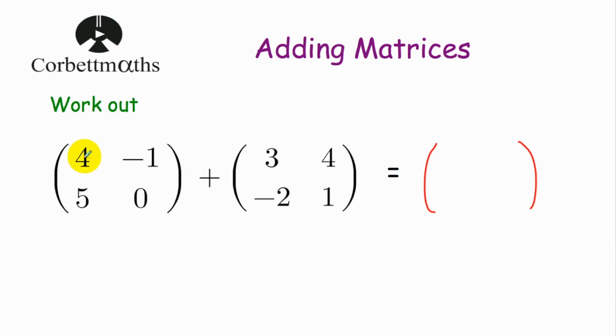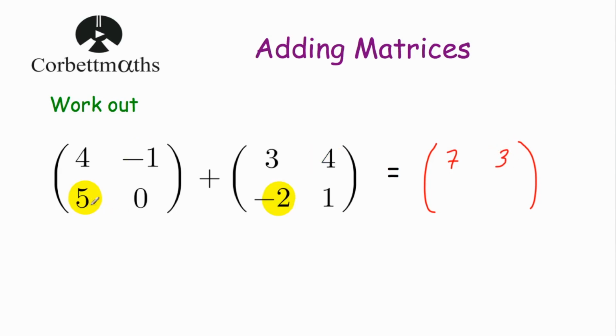That means we're going to add the corresponding elements. So we're going to add the top left element here and this top left one here. So we're going to do 4 plus 3, and 4 plus 3 is equal to 7. So that means our top left one in our answer will be 7. Now let's add the top right elements in our matrices. So let's add the -1 and 4, and -1 plus 4 is equal to 3. So our top right element will be 3.